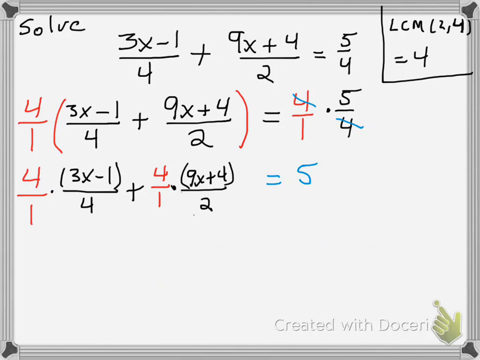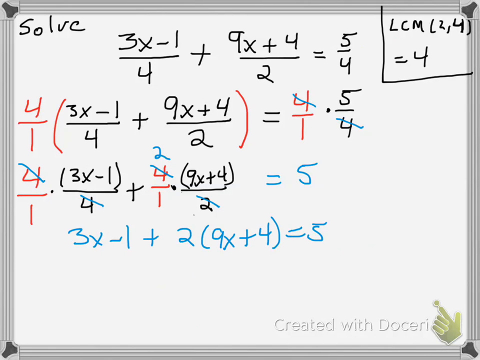So that's why I put those parentheses in. Now we'll go ahead and do some cross canceling. So the 4's will cancel out for that first term, and we will be left with a 3x minus 1. On the second one, the 2 goes into 2 once, 2 goes into 4 twice, so we'll have plus 2 times 9x plus 4 equals 5.